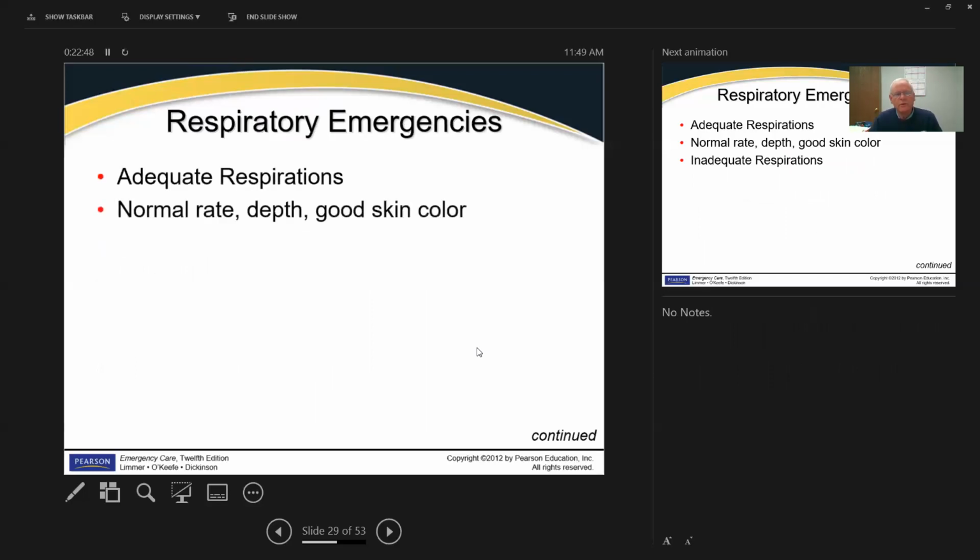So real quick, again, adequate respirations. We have a normal respiratory rate. There's a good depth or excursion of the chest, good skin color, nobody's blue, anything like that.